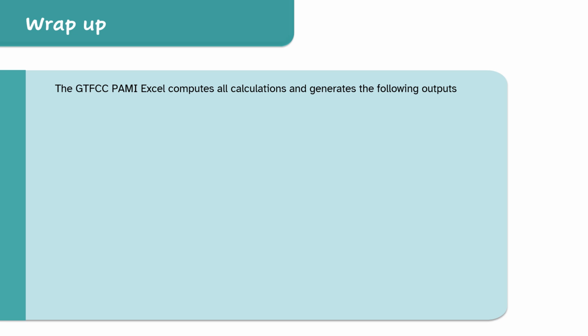As we wrap up this module, here are the important points to remember. The GTFCC PAMI Excel tool computes all calculations for the identification of PAMI for cholera control, including indicators, scores, and the priority index for each geographic unit. It also generates the following outputs.